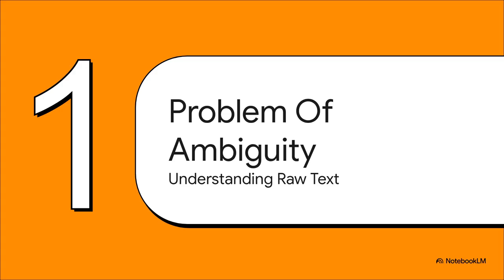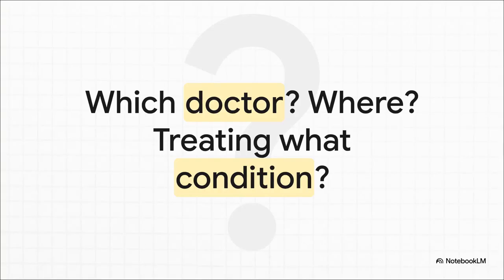All right, part one, the problem of ambiguity. So, let's go back to that sentence. Dr. Smith treated the patient. We humans, we read this and just naturally fill in the blanks using context. If you're looking at a cardiology report from Memorial Hospital, you know exactly which Dr. Smith we're talking about. But in AI, initially, it is totally blind.